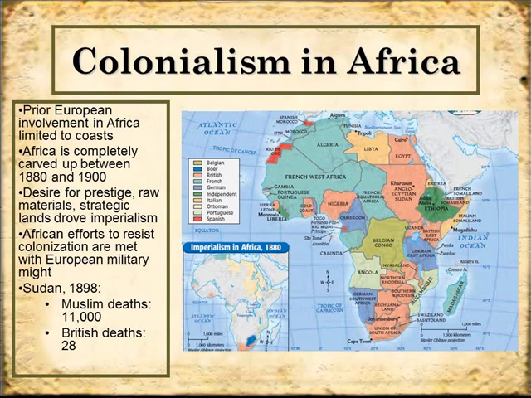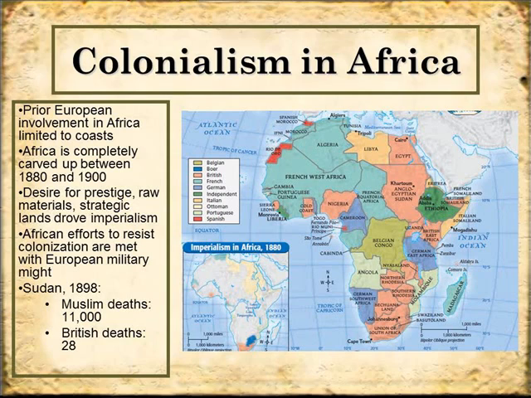Why? Desire for prestige, raw materials, and strategic lands drove imperialism. And of course, the Suez Canal gave a more direct route to India, which was controlled by the British government as well. African efforts to resist colonization are met with European might. For example, when you have a gun that can fire more rapidly, invented by somebody who lived in Great Britain, that gives control of the area. In the Sudan in 1898, there were many Muslim deaths, and look at the British deaths by comparison.